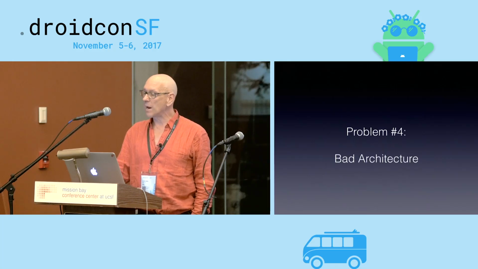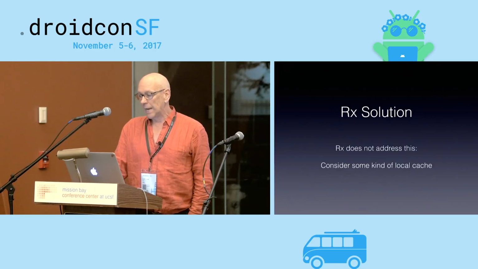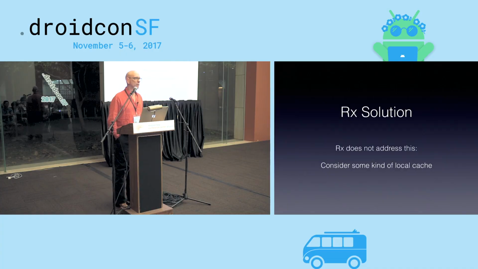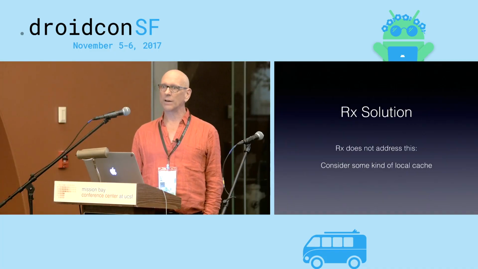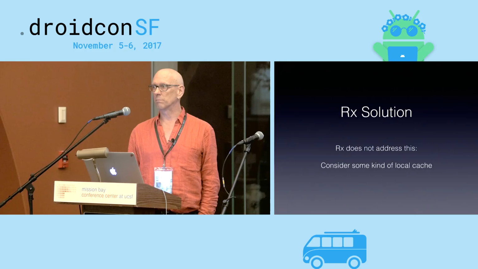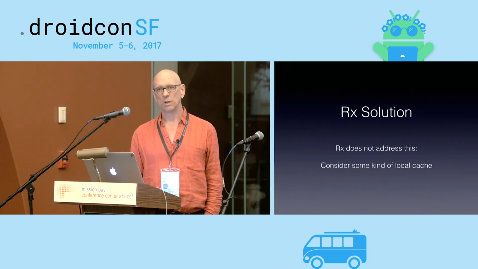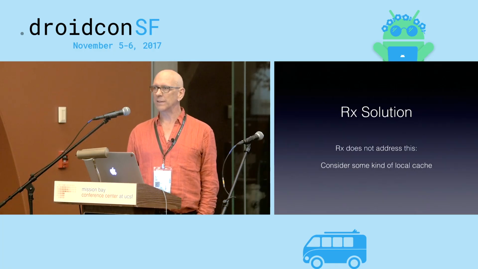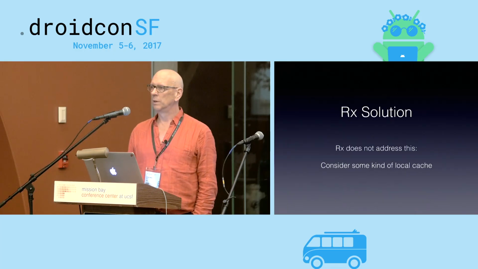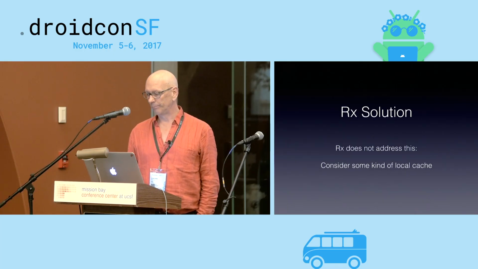And our last problem is the bad architecture. And actually, Rx just doesn't really address this. It's still a smart idea to cache data from the network, and if you're going to use Rx, to use some kind of Rx compatible backend to take your data and stick it in a database somewhere, put it in some kind of local cache, and then only show the user the local cache. So the best thing to do is to put all of this stuff behind a database or something like that.